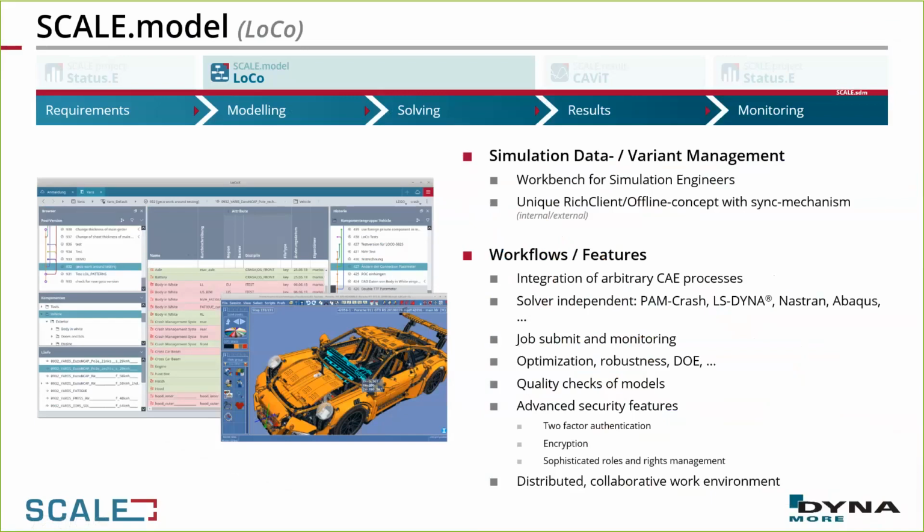What I'll talk about today is the scale simulation data management system, which consists of various modules like status E for requirements engineering, LoCo for the modeling and setting up models and the whole pre-processing part and getting it to the HPC system, the CAViT for browsing through huge amounts of results, and status A for monitoring the results.